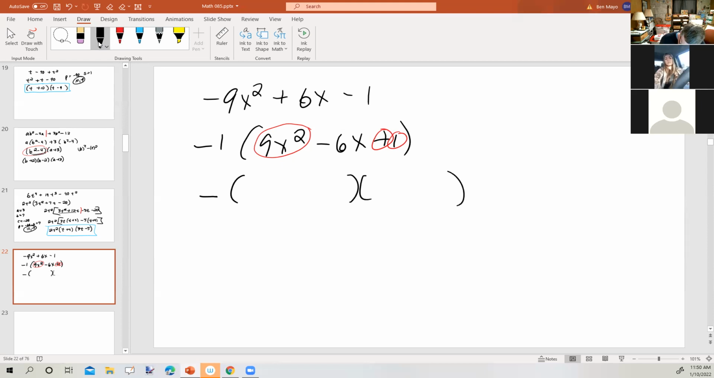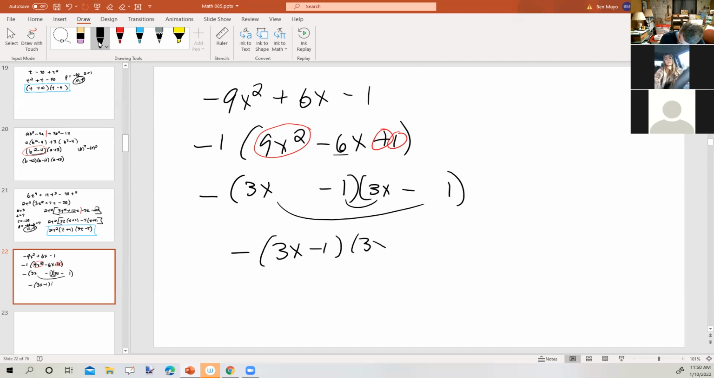So let's see if I can take this. 9x squared would be a 3x and a 3x. Plus 1 would be a 1 and a 1, but it would have to be minus in the middle. Does that give us minus 6x? It does. So I could write the answer like this or like that.